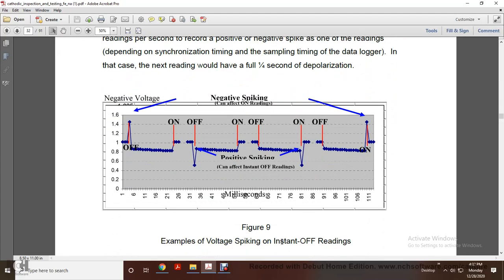Figure 9 shows the voltage spiking on the instant off readings. The on-off positive spiking can affect the instant off reading, as can negative voltage spiking.